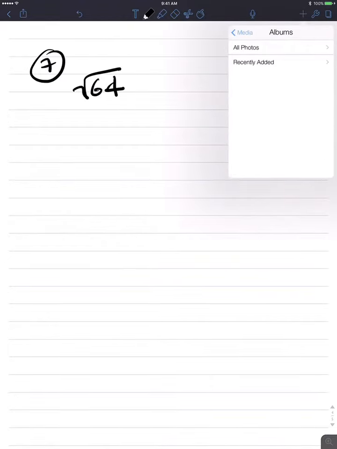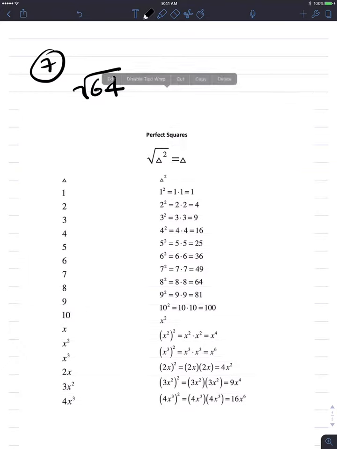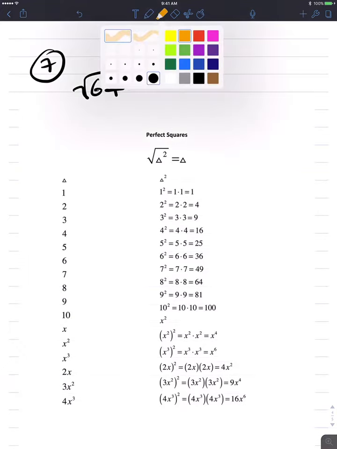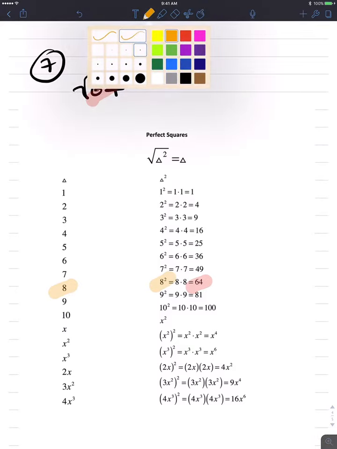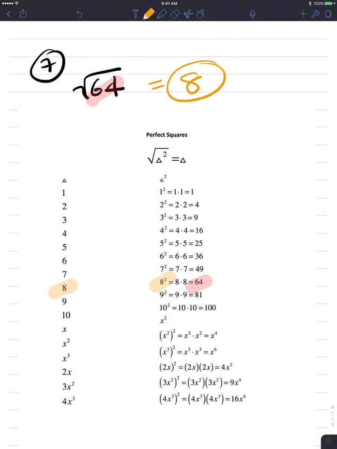Number 7. The square root of 64. Notice that 64 is a perfect square. It's on our perfect square list. We now have to find the base that was raised to the second power to obtain 64. The value is 8. So the square root of 64 is actually 8 because 8 squared is 64. The base was 8.